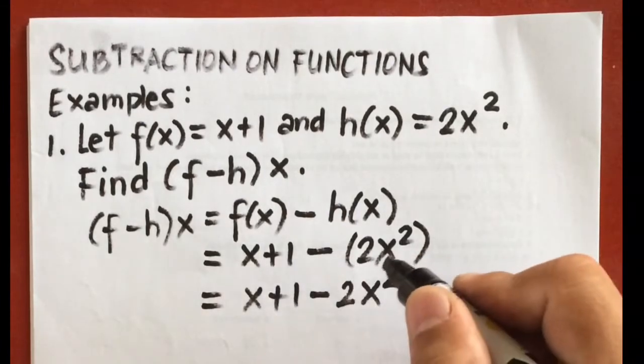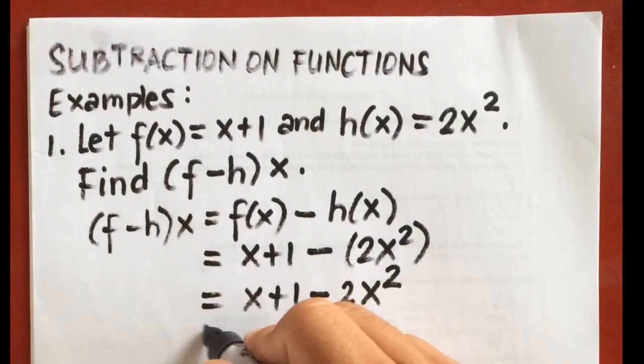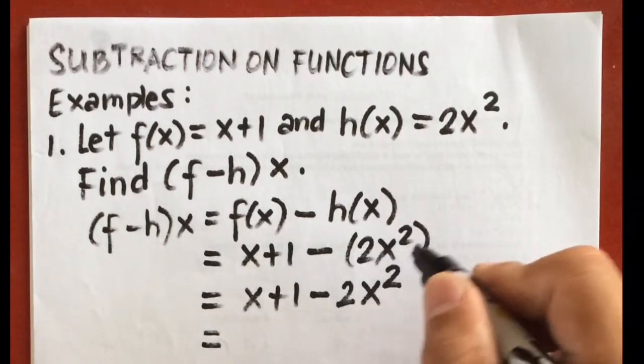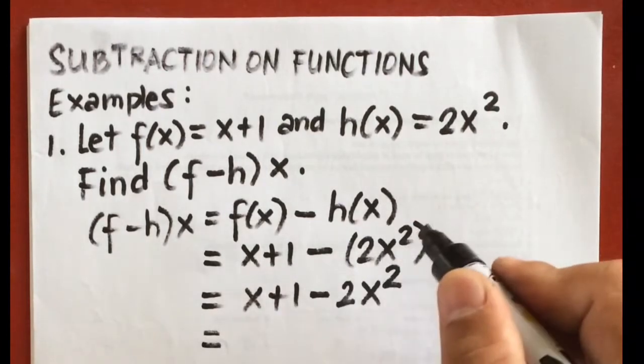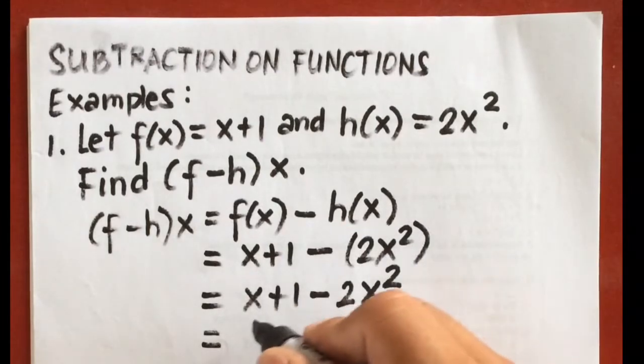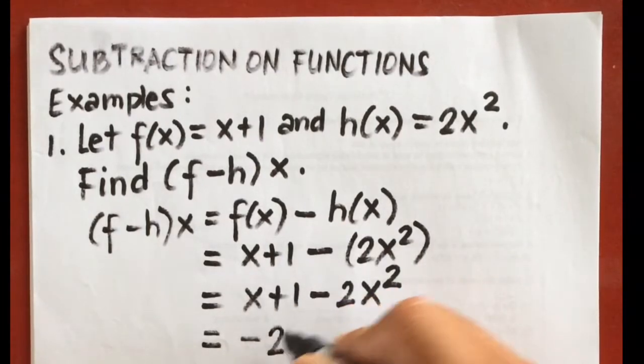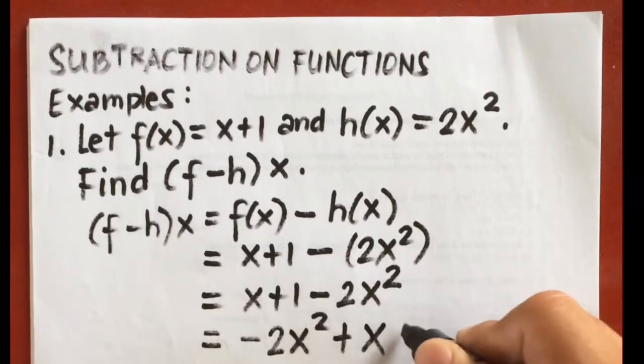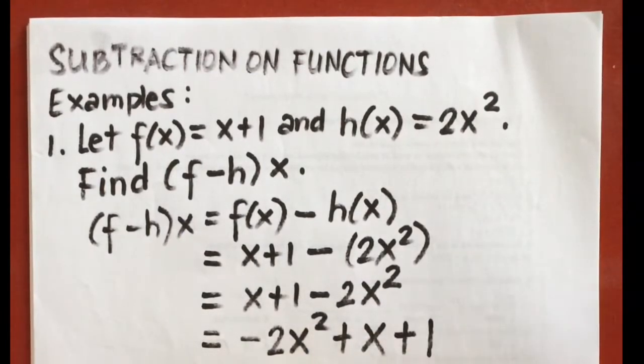After this one, since there are no similar terms, we will just arrange this one. The highest exponent will be the first one, followed by the next, and the last will be the constant. So you're going to have negative 2x squared plus x plus 1. And that will be your answer.